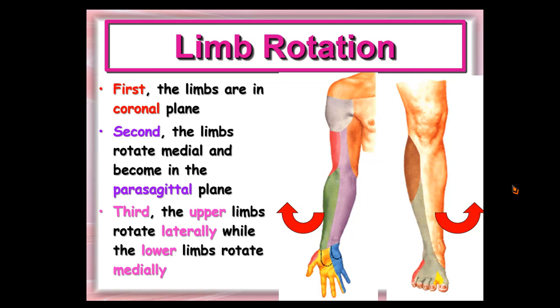And then the third stage of rotation occurs in the limbs but in different directions. The upper limb rotates laterally, so the front or ventral surface with the flexors is facing forward and the extensors are facing backward, while in the lower limb the rotation occurs in the opposite direction. The lower limb rotates medially, so that the flexors of the lower limb are facing backwards while the extensors are facing forward.